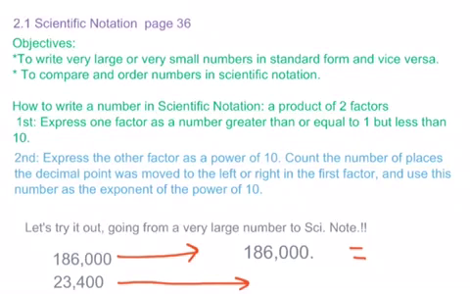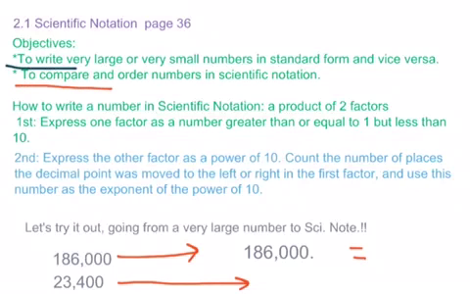Hello, ladies and gentlemen. Welcome to 2.1 Scientific Notation, which you can find on page 36 in the purple book. Our objectives today, you'll see here first in the green, is to write very large or very small numbers in standard form and vice versa, and then to compare and order numbers in scientific notation as well.